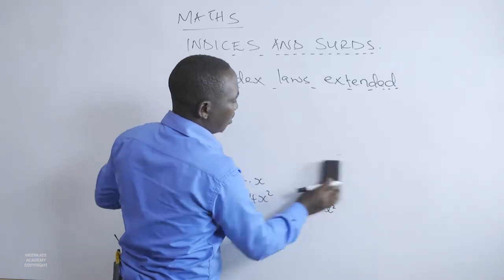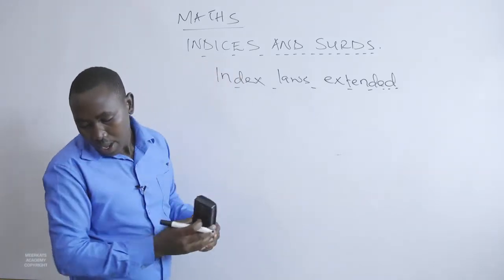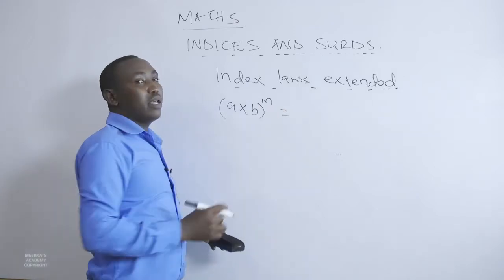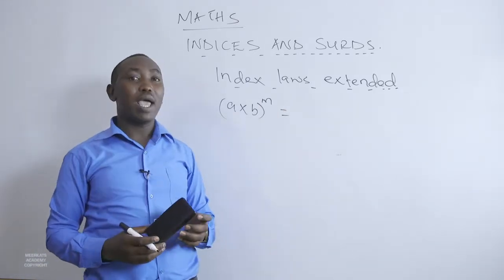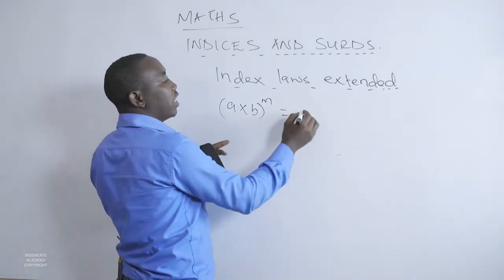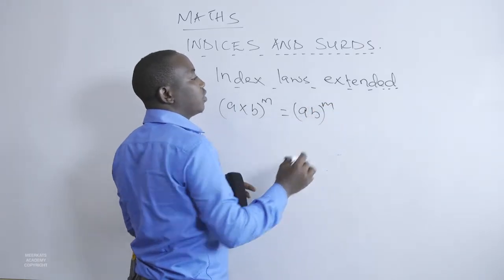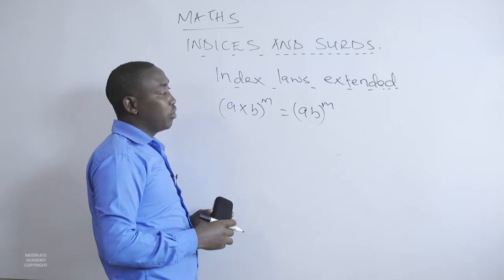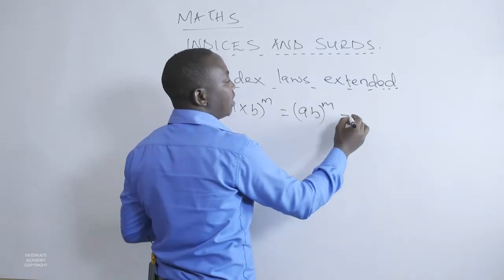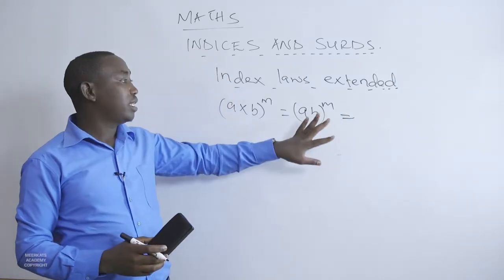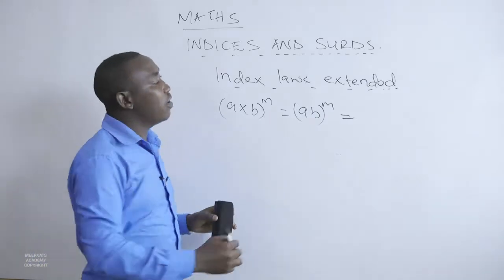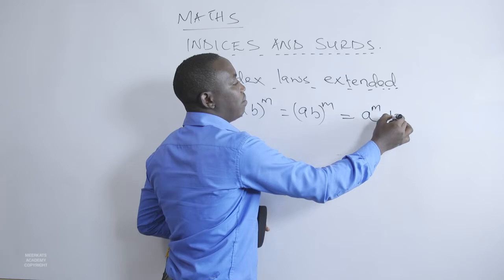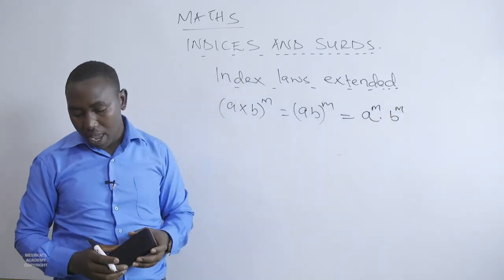So generally, if you have a multiplied by b and the whole of it has been raised to m, this means that this is going to be (ab) raised to the power of m when you now eliminate that multiplicative sign. And then this will mean that everything inside the bracket is being affected by the power, and hence the result should be a raised to m multiplied by b raised to m.